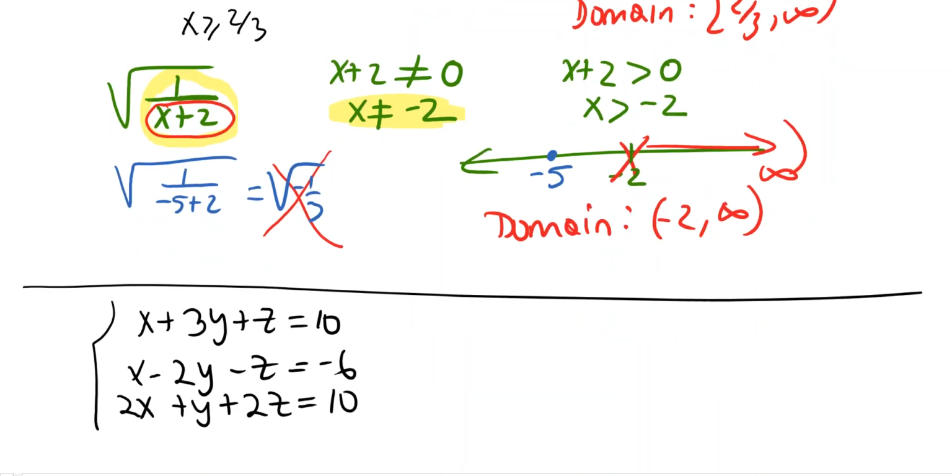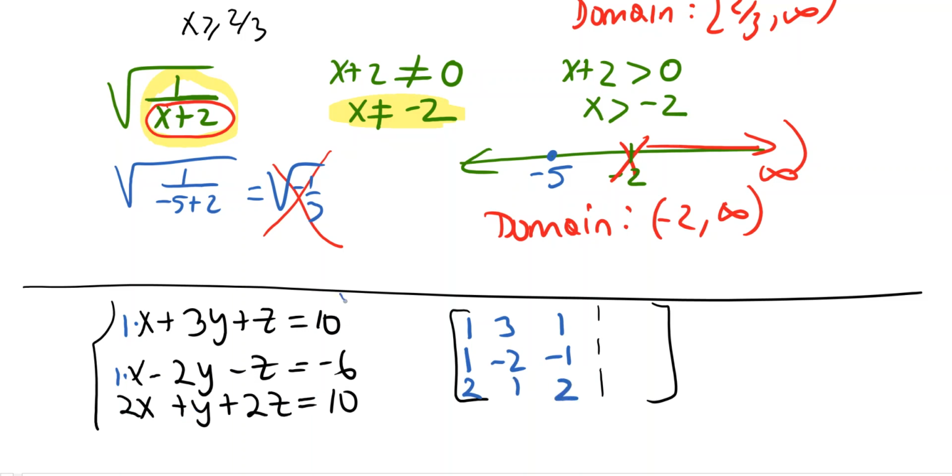So basically you've got to write the matrix first. The matrix is just going to be the coefficients of the x, y, and z. So in the first one, you're going to put 1 for the coefficient of x, 3 for the coefficient of y, and then 1 for the coefficient of z. And then 1 for the coefficient of x here, negative 2 for the coefficient of y, and then negative 1. And then for the last row, you have 2, 1, 2.